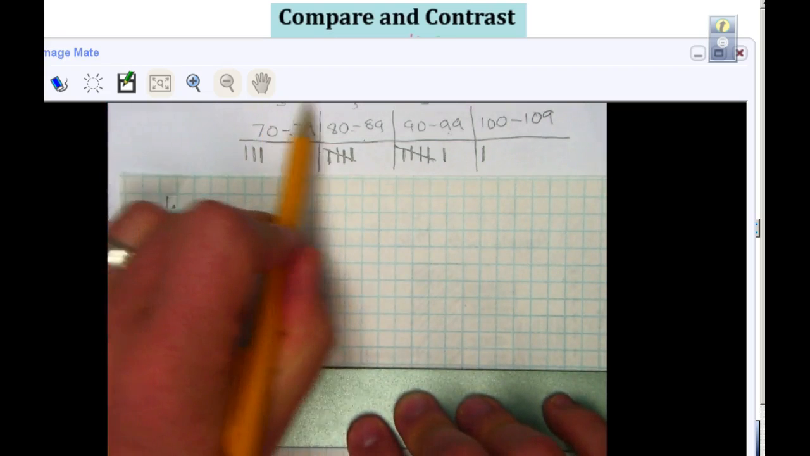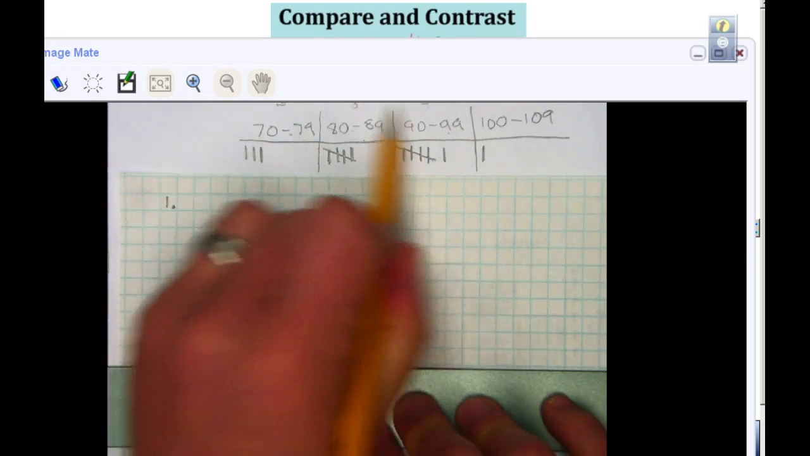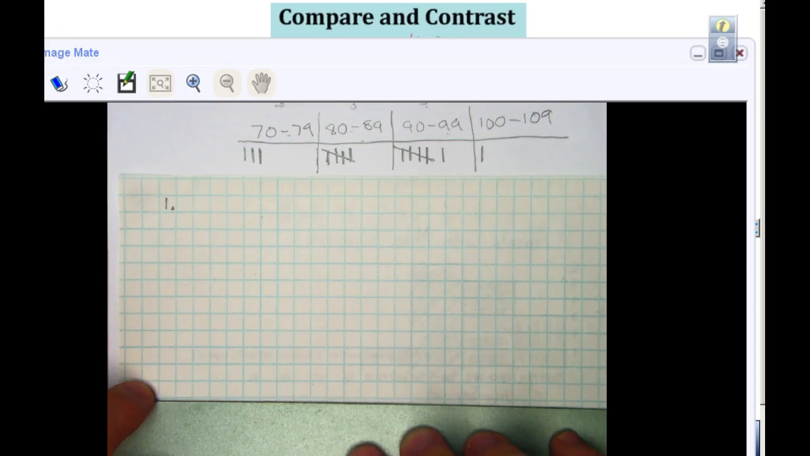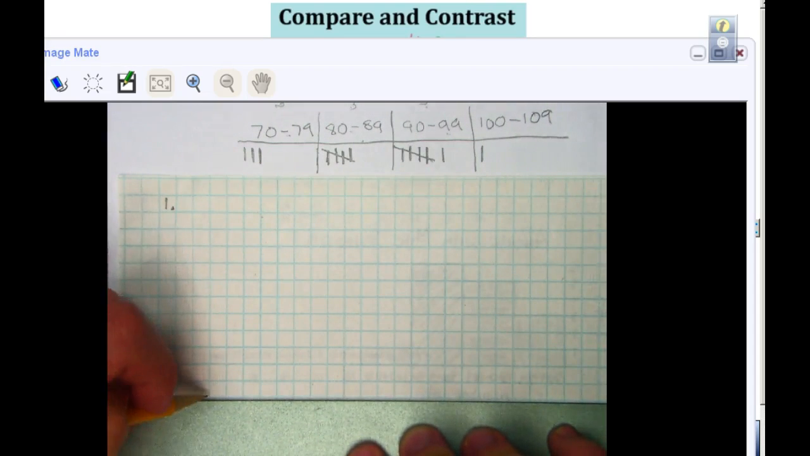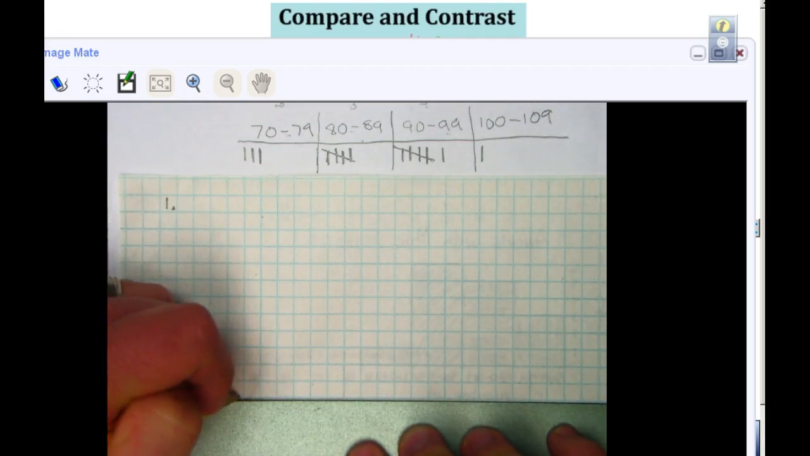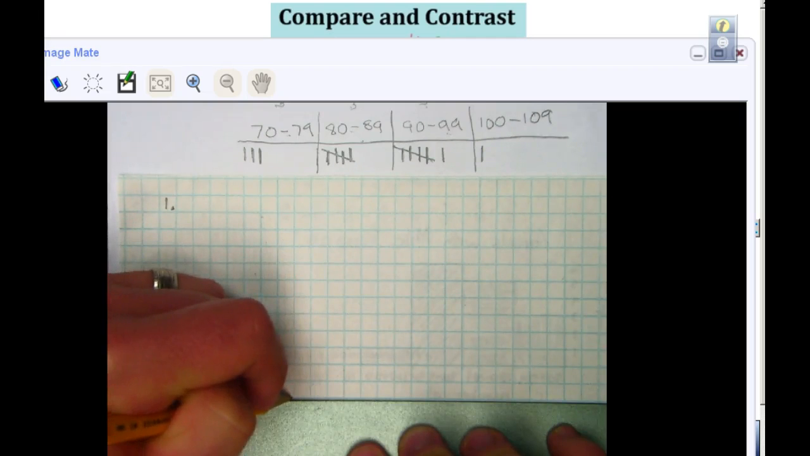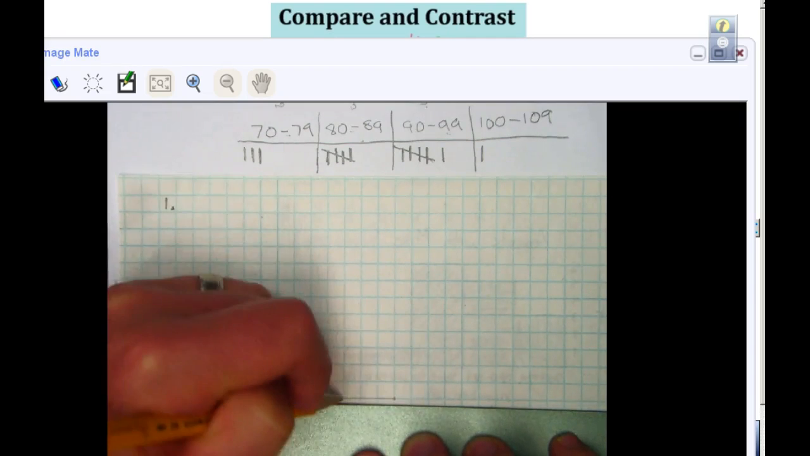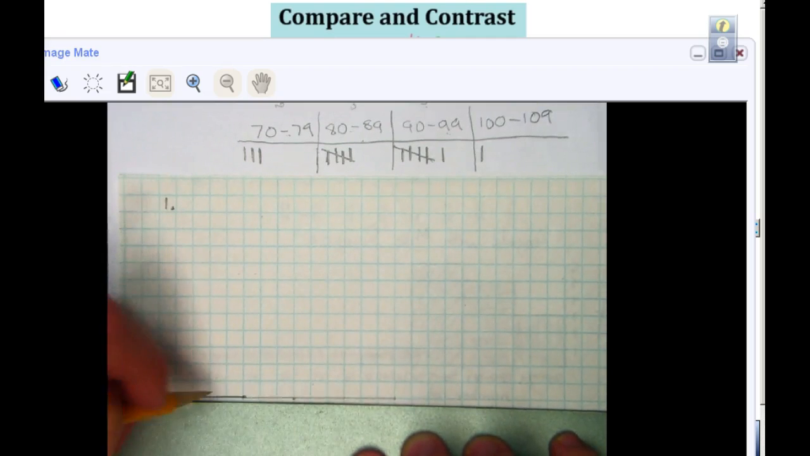So I need a total of 12 squares, 3 times 4, all the way across. So I'm just going to go down here and draw horizontally 12 squares. There's 3, 6, 9, and 12. I'll mark these so I can see where the bars will be.